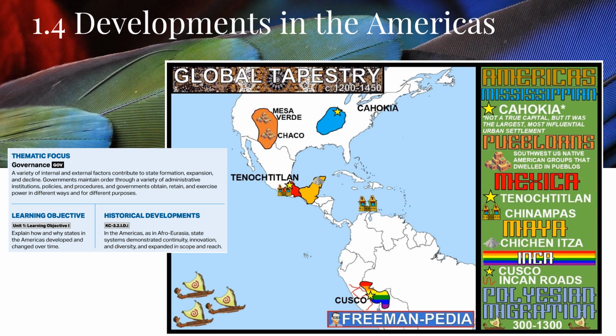1.4 developments in the Americas. Again, some of this was added as well for the thematic focus of governance. There was only one for 1.4, and that was explain how and why states in the Americas developed and changed over time. So continuity and change over time. If you're going to see a question about the Americas at this time, it will most likely be that historical thinking skill. So any topic, if you're going back and reviewing from the Americas, make sure that in your mind you're thinking about how did things stay the same and how did they change.